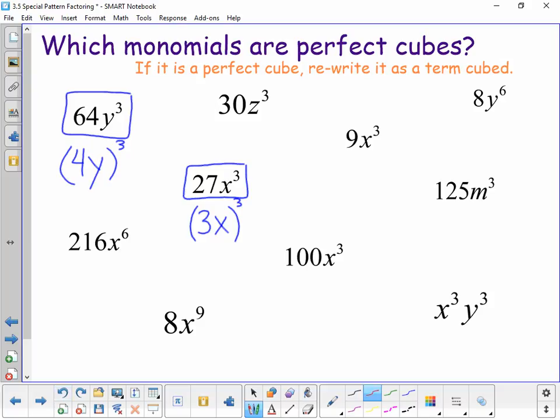Let's look at 30z. So maybe you're thinking, well, the z is just going to be a z here, z to the third power, but there is no number that I could put here that we could raise to the third power and get 30. So this is not a perfect square, or sorry, a perfect cube.